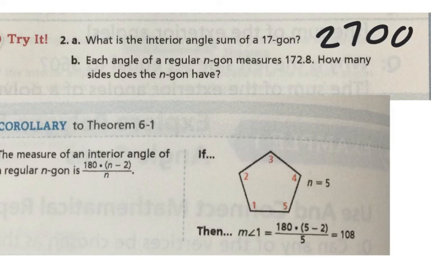Now we need to get n by itself. What's the problem? There are n's on both sides. So, go ahead. I need to get the n's on the same side, but in order to get this n out, I'm going to have to distribute first. So 180 times n is 180n. 180 times negative 2 is minus 360. Equals 172.8n.